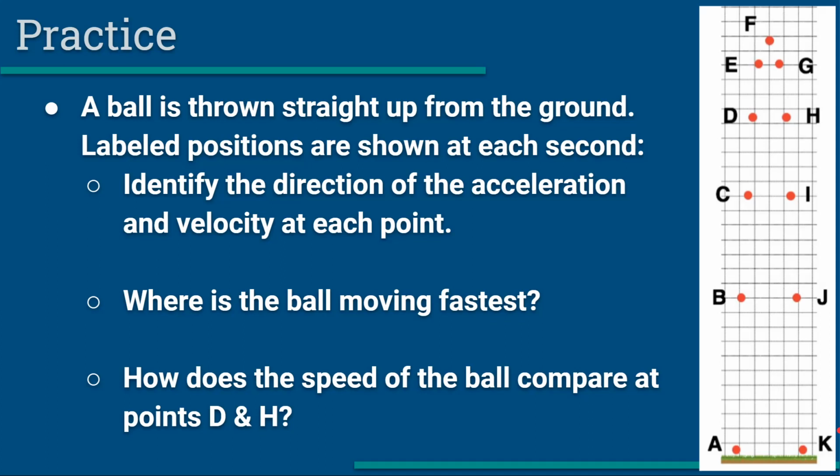The last question says, how does the speed of the ball compare at points D and H? And again, same thing. Because point D and point H are at the same height, they're going to be moving at the same speed. They're going to be moving opposite directions, of course. D is up, H is down, but the speeds will be the same if you're at the same height.